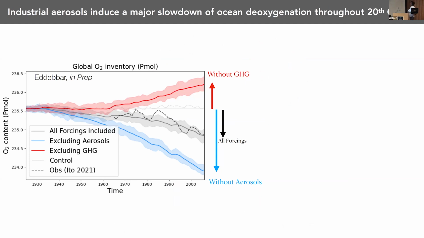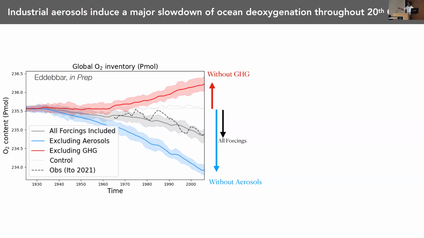Here, a new single forcing large ensemble experiment has allowed us to actually decompose the effects of industrial aerosols from greenhouse gases. The two forcings have generally been included together in most model simulations. Shown here in black is the CESM large ensemble anomaly in the global oxygen inventory, and in dashed is the oxygen anomaly from observations. We see that we generally reproduce a long-term decrease of oxygen in the climate system.